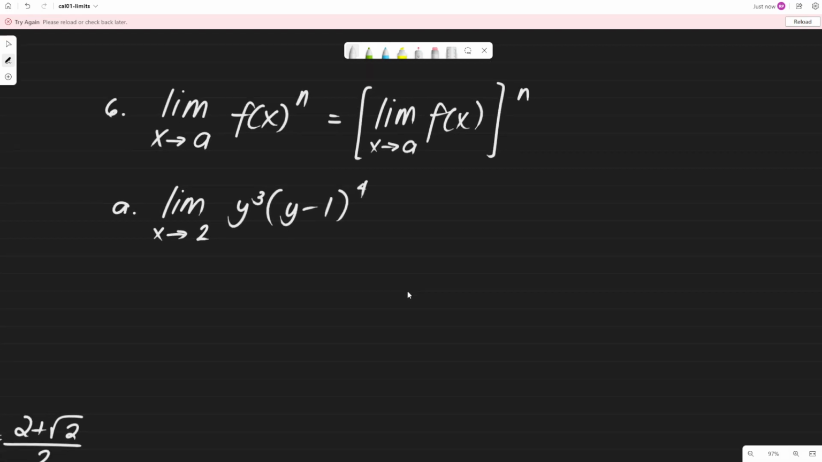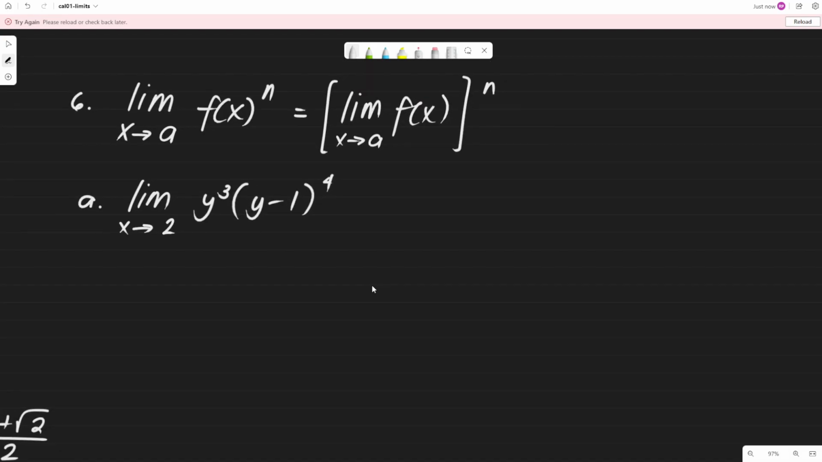Next, we have theorem number 6. If we have the limit of a function raised to n as x approaches a, we can take out the exponent, just for us to easily evaluate our function inside the limit operator. So this becomes the limit of f of x as x approaches a, quantity raised to n. Let's say we now have the limit of y cubed multiplied to y minus 1 quantity raised to 4. We distribute first using the previous theorem.